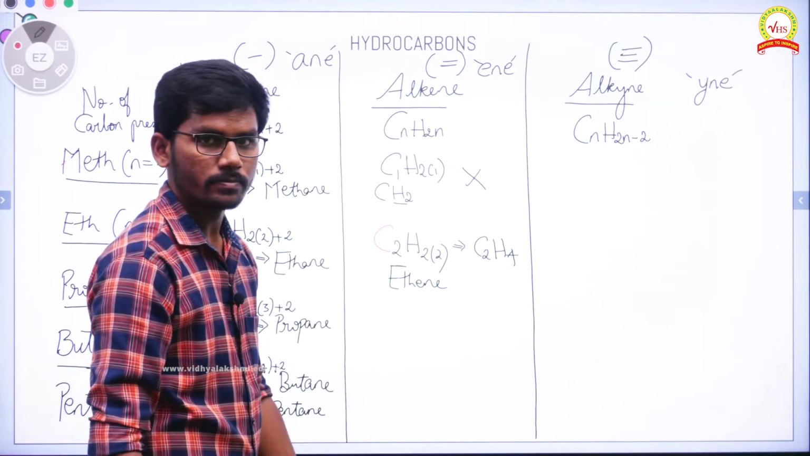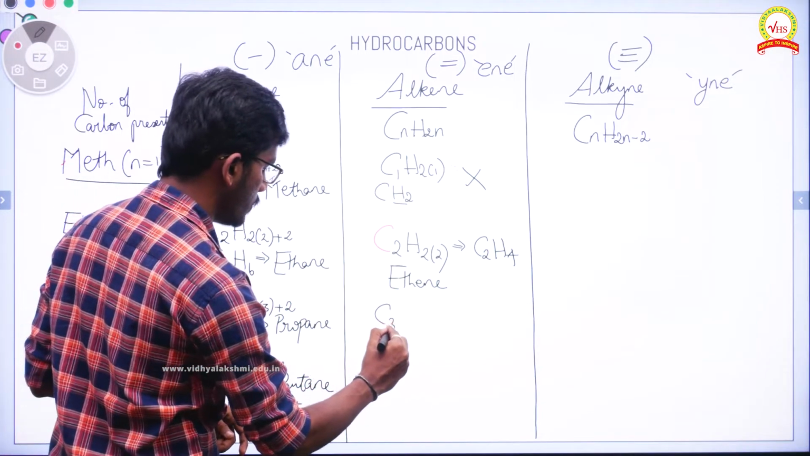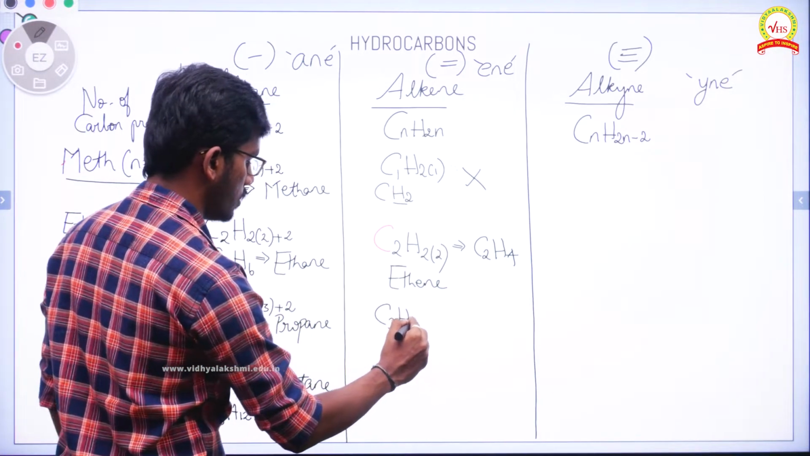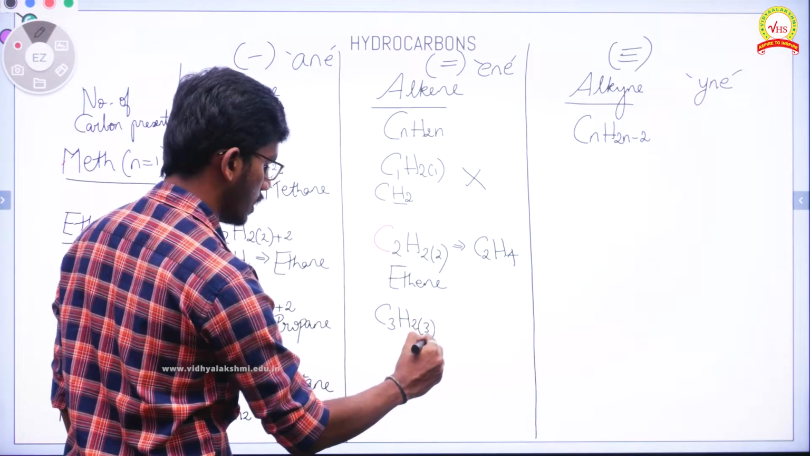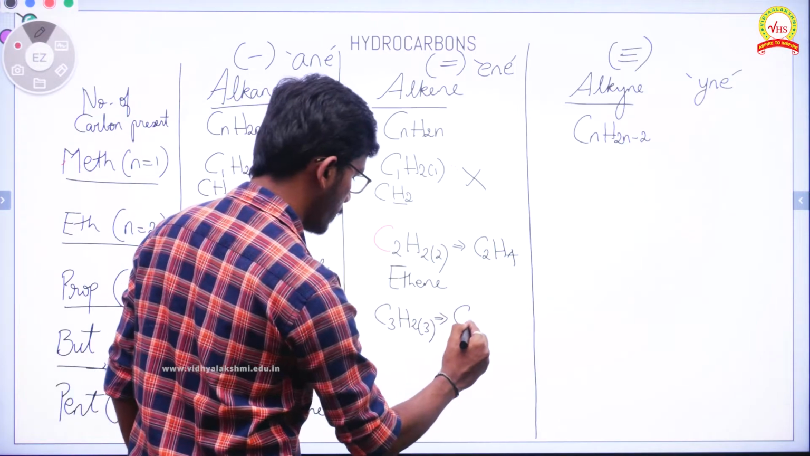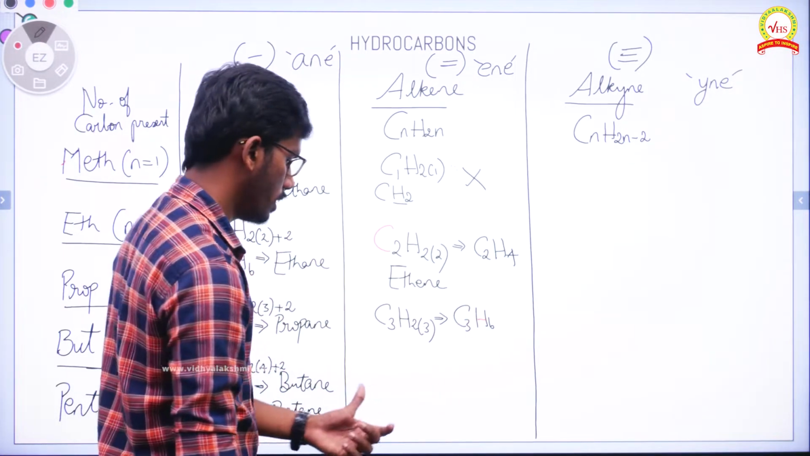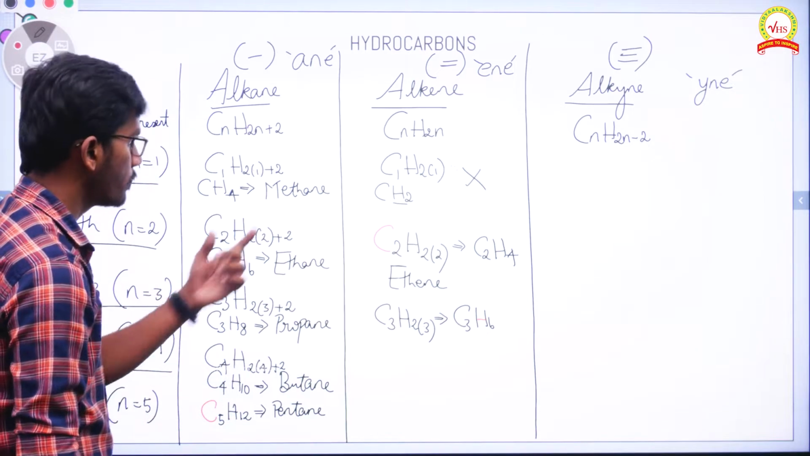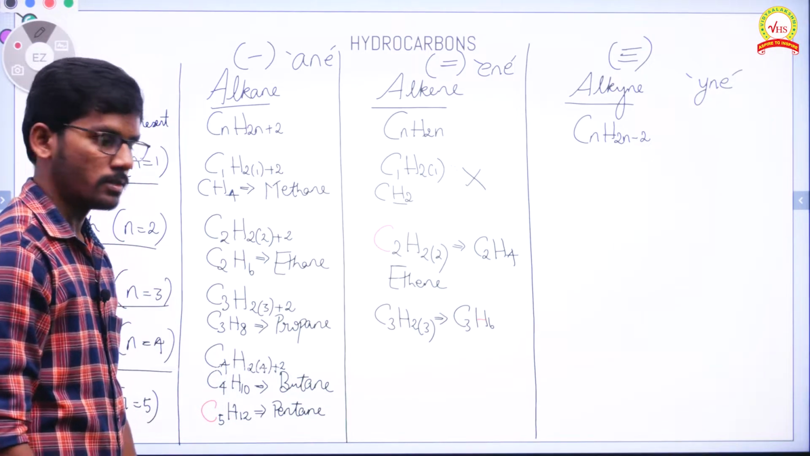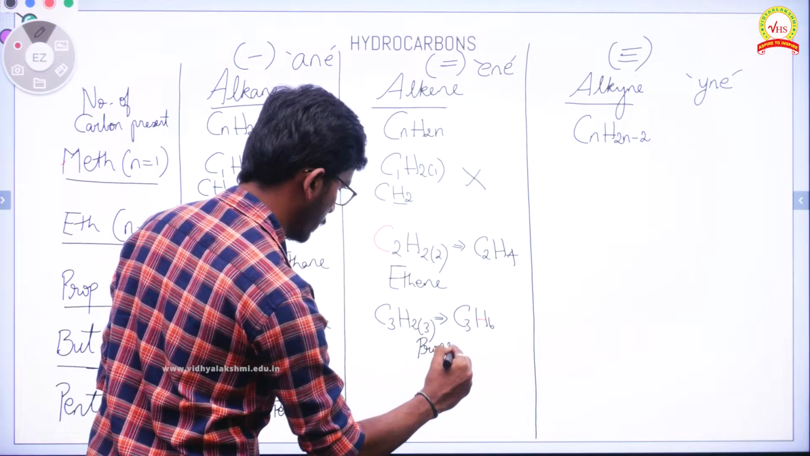ethene. Okay. So in the same way for prop, C3H2 into 3. So the simplified formula is going to be C3H6. Now the name of this compound is prop and the suffix word is ene. So it is going to be propene.